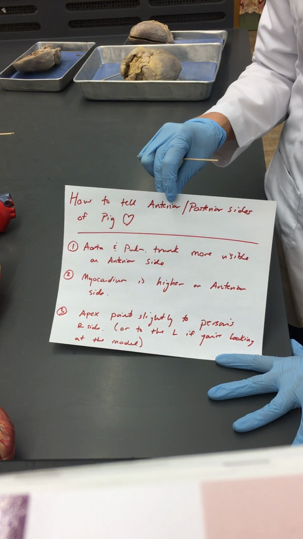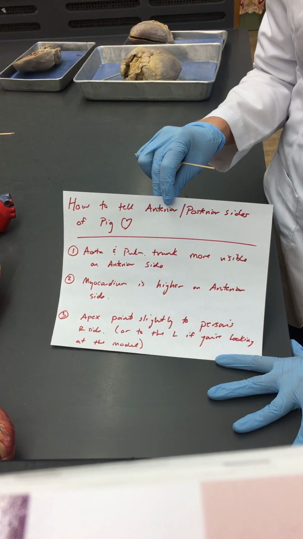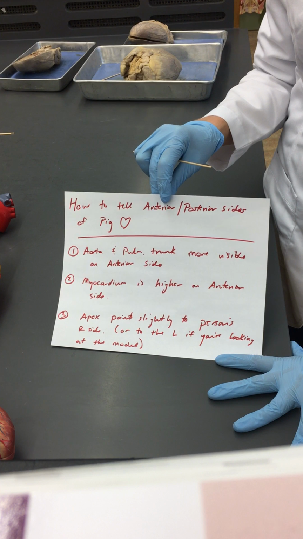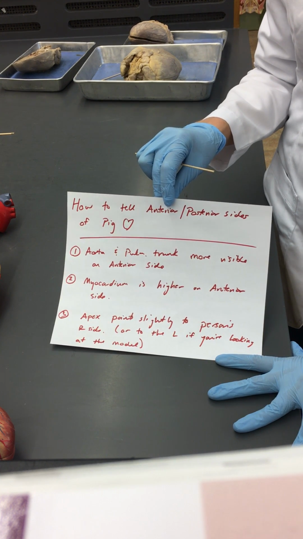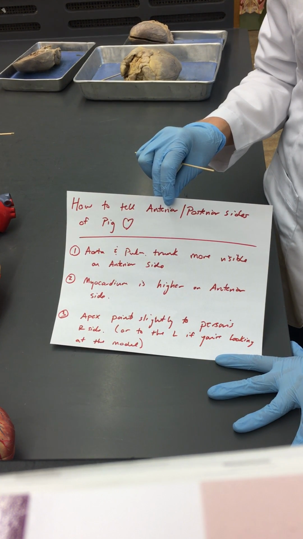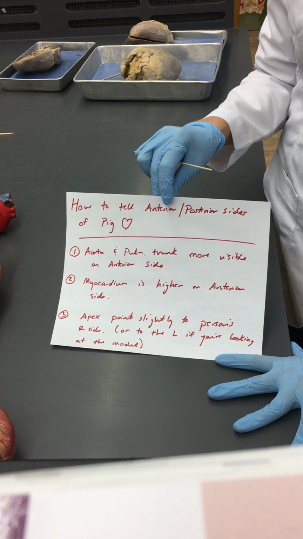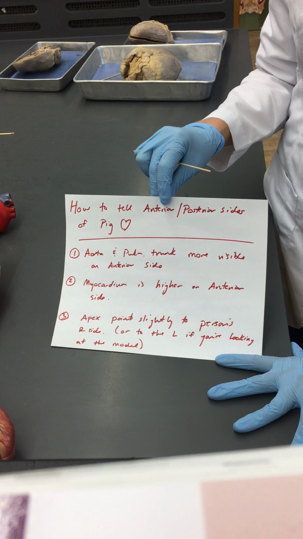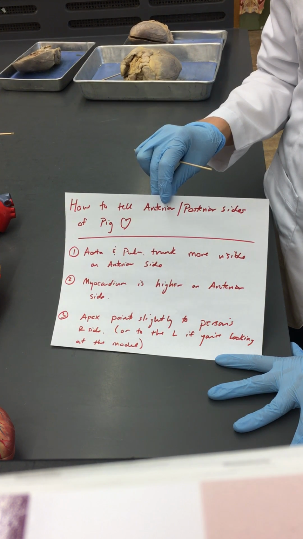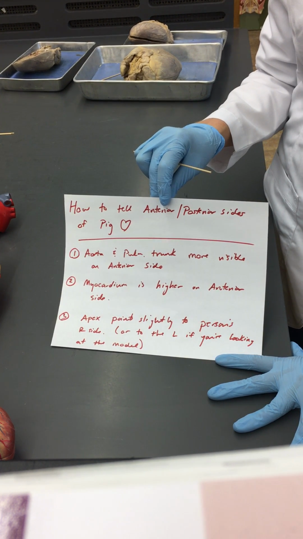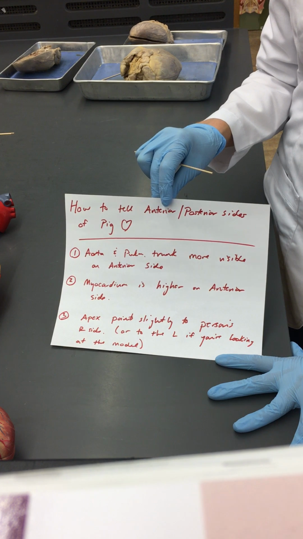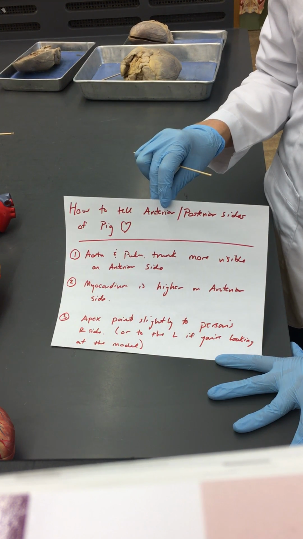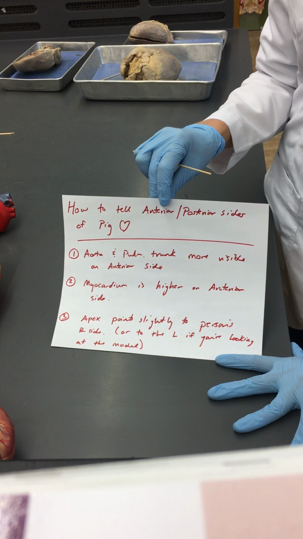All right? The top two here are what I would rely on most. When you're looking at a real heart, the aorta and pulmonary trunk are more visible from the anterior side. The posterior side, you can't see them as well. The second one might be your best bet. The myocardium comes up much higher on the anterior side, whereas on the posterior side, the myocardium is much lower.